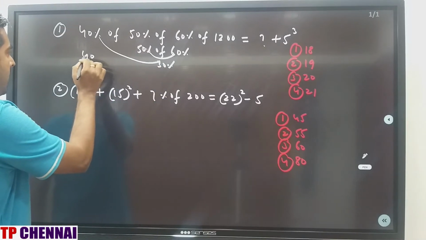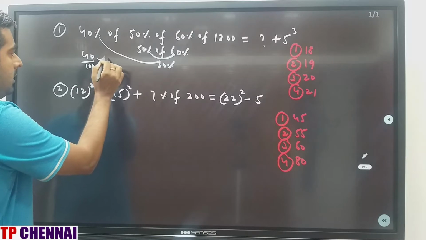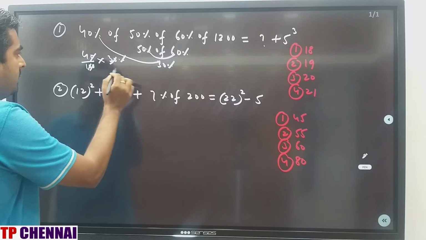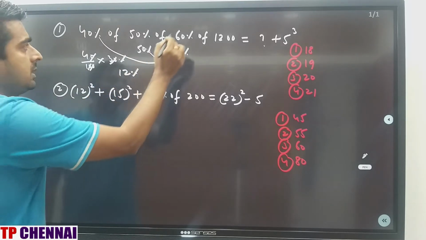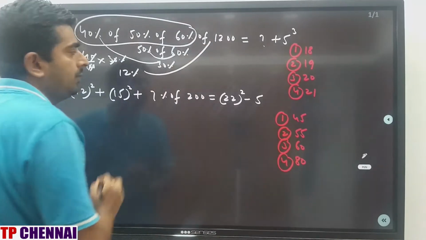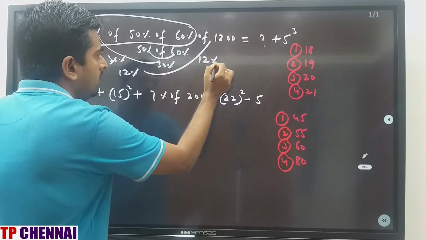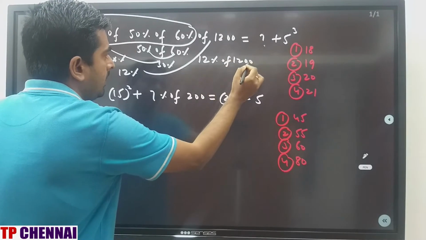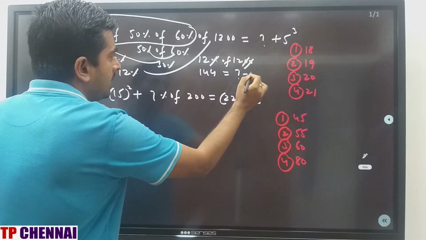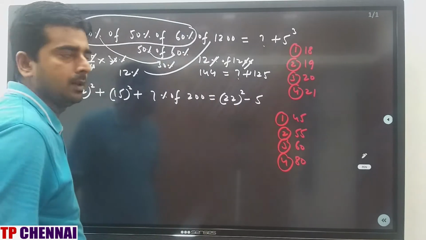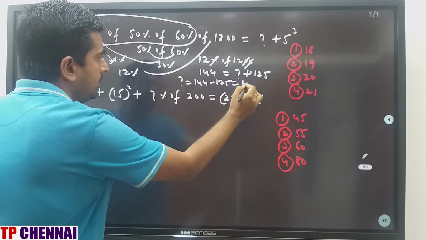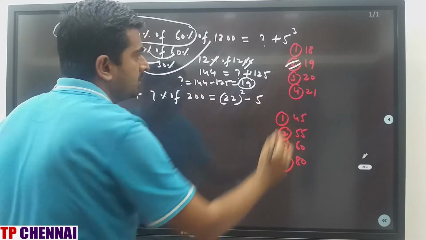So you will write 40 by 100 into 30%, right? So double zero, this is 12%. So overall, from here to here is nothing but 12%. Now 12% of 1200. So I am writing here 12% of 1200. So 00% will go. This is 144 is equal to question mark plus 5 cube, which is 125. So what is the value of question mark? 144 minus 125, which is 19. My answer is second option.